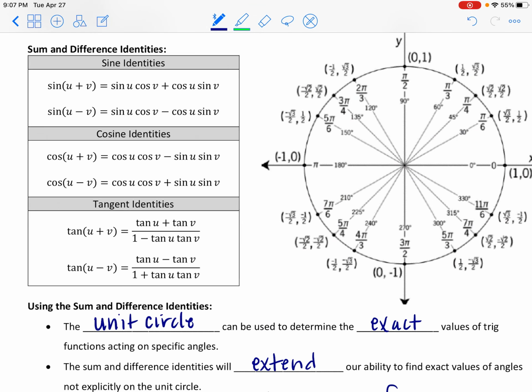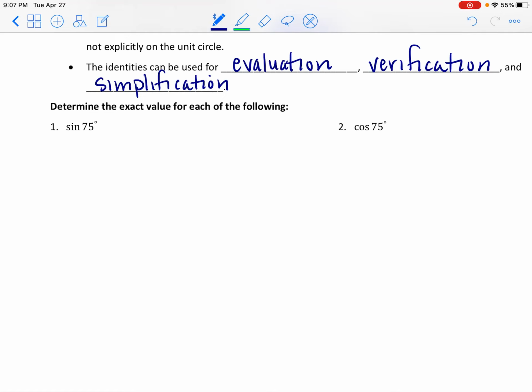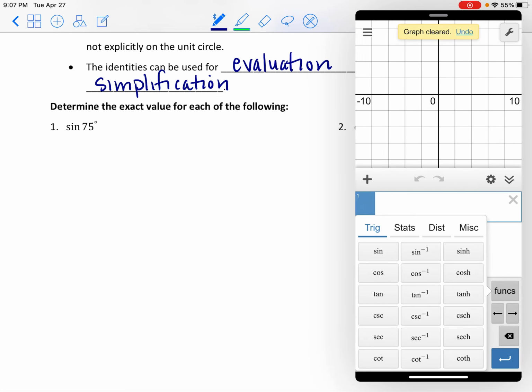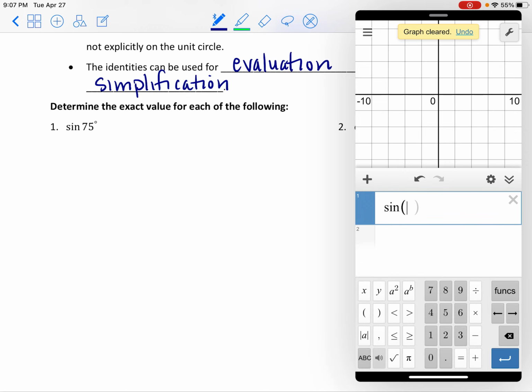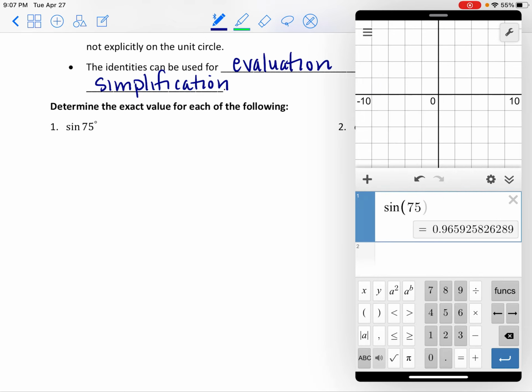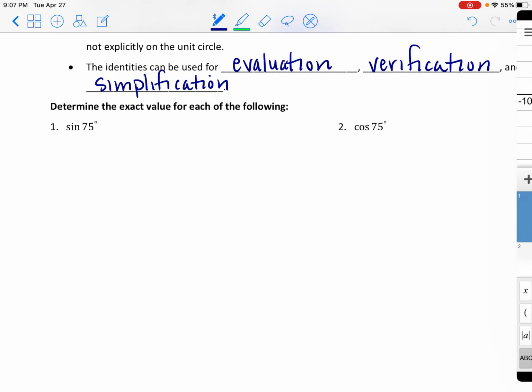But if I wanted to find something like the exact value for the sine of 75, up until this point, the only tool we had for this was to put the sine of 75 in the calculator and make sure our calculator is in degrees, and it would tell us that the sine is about 0.966-ish. Okay, if I want the exact value, that's an approximation. If I want the exact value, I can now find it using one of our sum identities, the sine of a sum.